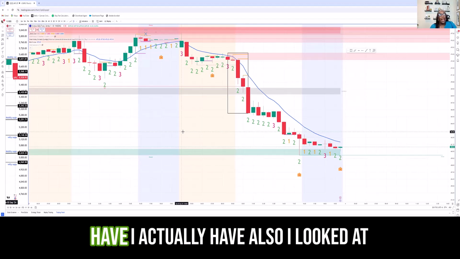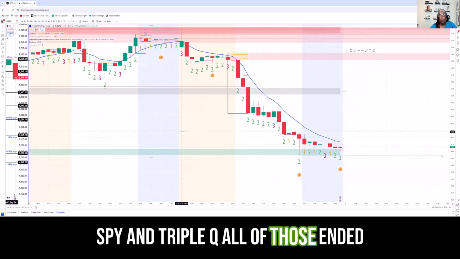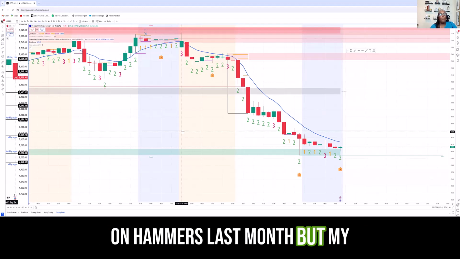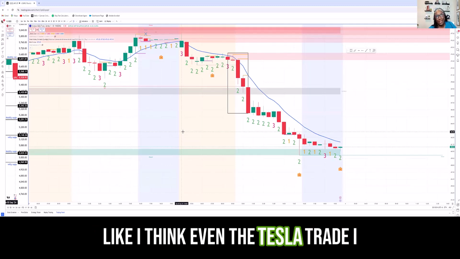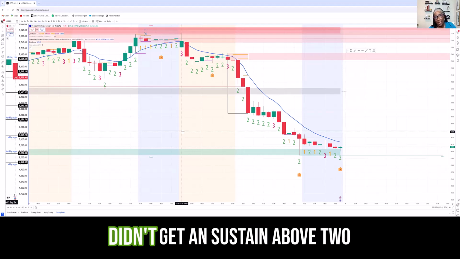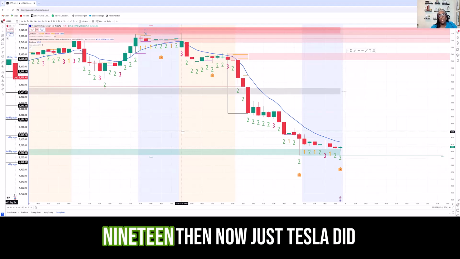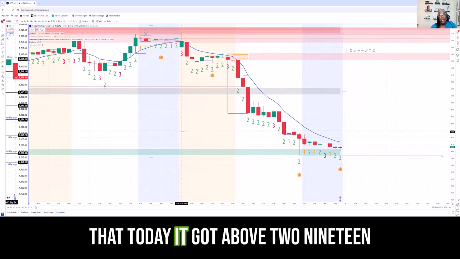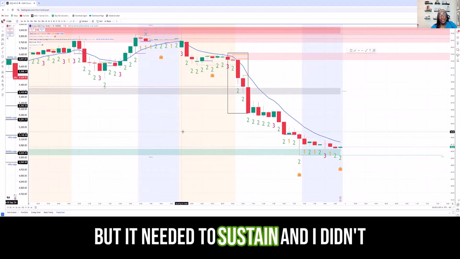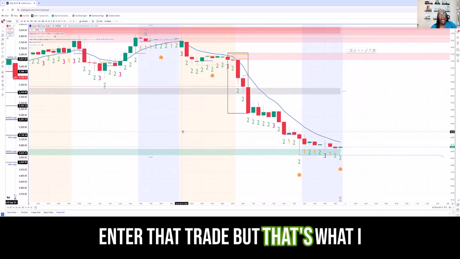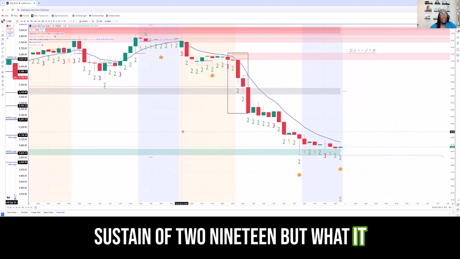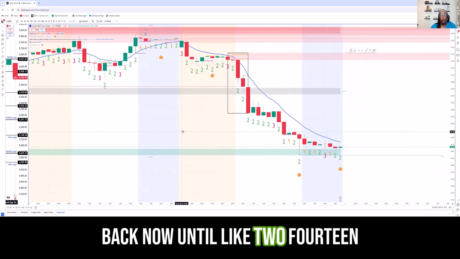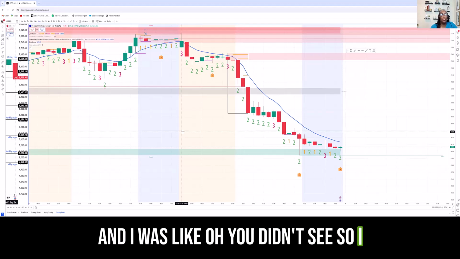I also looked at SPY and Triple Q. All of those ended on hammers last month. But my trigger was that it had to get above, like with the Tesla trade, above 219, and sustain above 219. Tesla did get above 219 today, but it needed to sustain. I didn't enter that trade, and what it did was hit 219 and then drop back down to like 214. And I was like, well, you just wait and see.